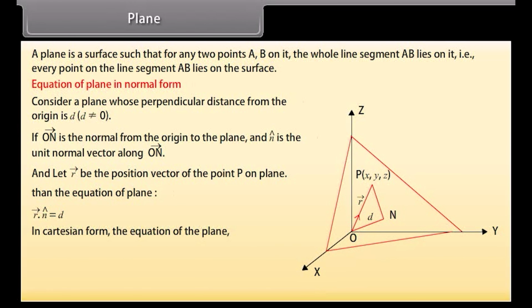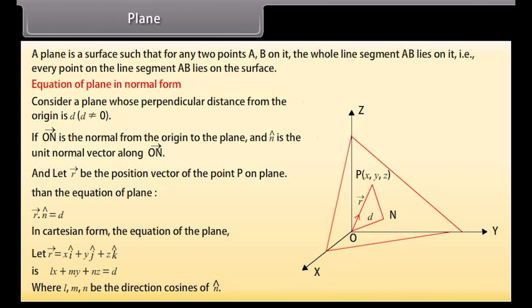In Cartesian form, the equation of the plane, let vector r equal x cap i plus y cap j plus z cap k, is lx plus my plus nz equals d, where l, m, n are the direction cosines of cap n.